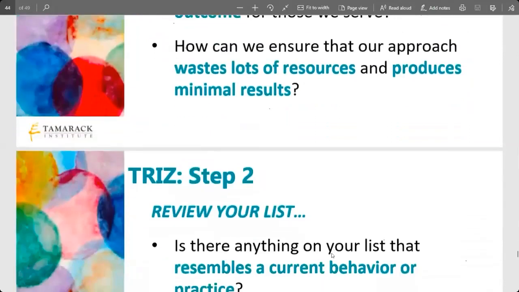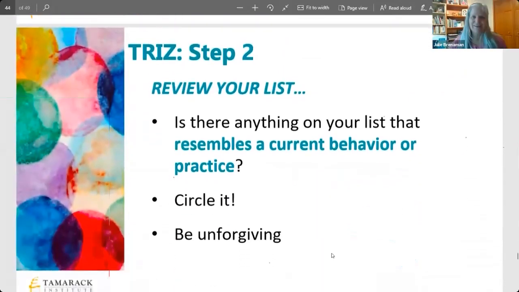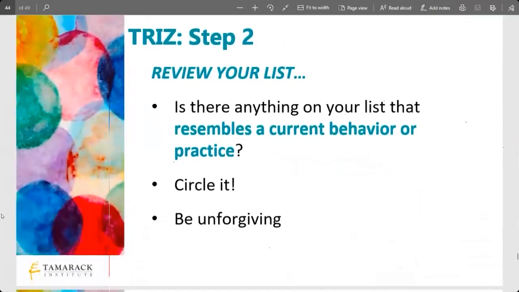Okay, so if you're facilitating this, you take those ideas and now you ask people to take a red pen and look at the ideas and think about how your organization and or your community currently operates in terms of how they want to address the issue that you're working on, and circle anything that resembles in any way a current behavior or a current practice.